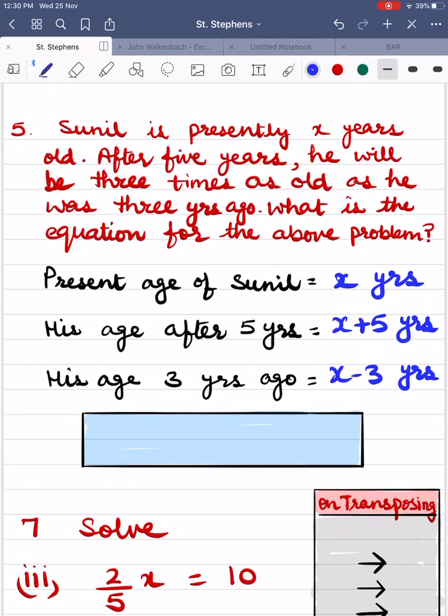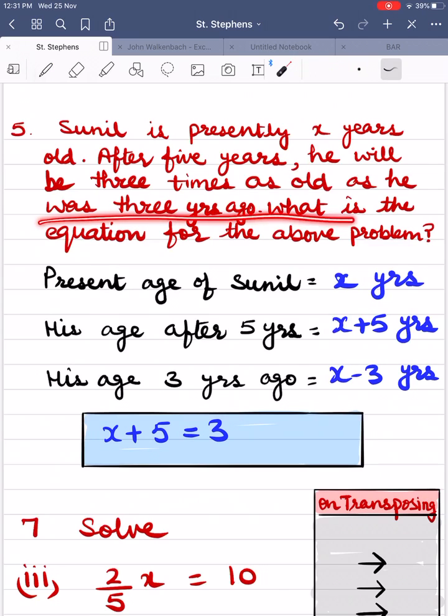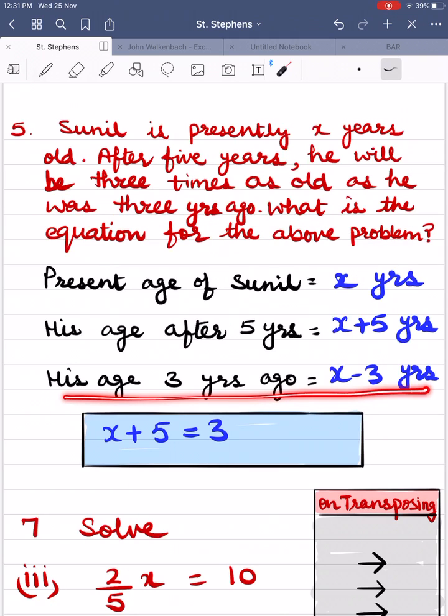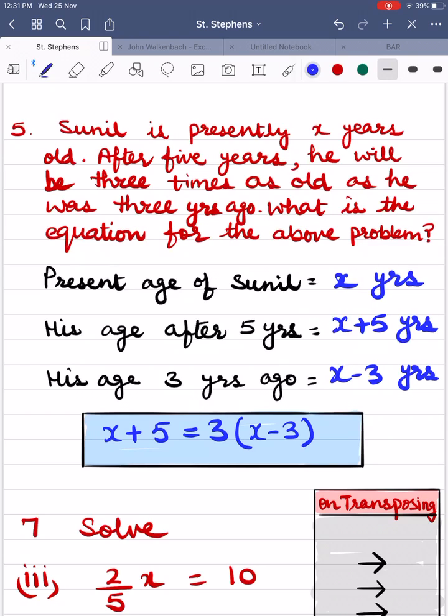Now children, according to the question, after 5 years means x plus 5 years. So we write here x plus 5. After 5 years, he will be 3 times. So we write here equal to 3 times, as old as he was 3 years ago. So 3 years ago is x minus 3 years old. So we write here in brackets x minus 3. So x plus 5 is equal to 3 into brackets x minus 3. So this is the required equation.